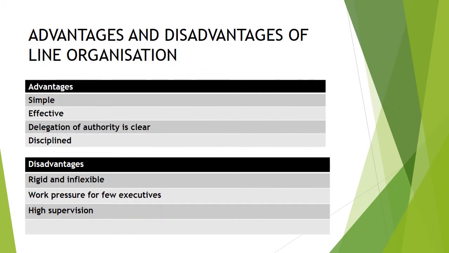Some of the advantages and disadvantages of line organization are as follows. We may say that under line organization, the advantages are that it is simple, very effective, disciplined, and delegation of authority is clear. However, some of the disadvantages include the method being rigid and inflexible, work pressure falling on only a few executives, and a high level of supervision being required to ensure smoothness in an organization.